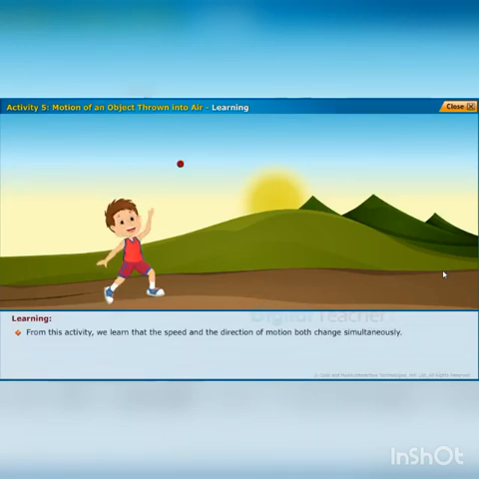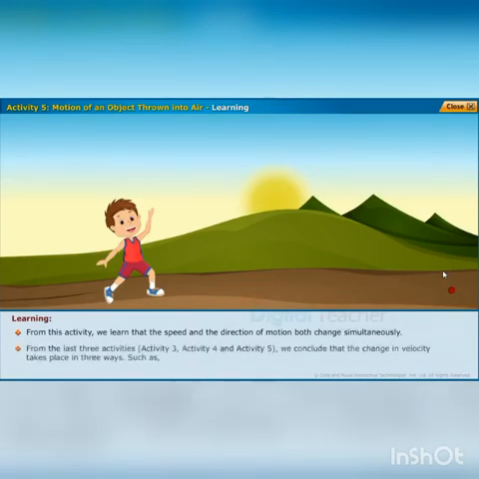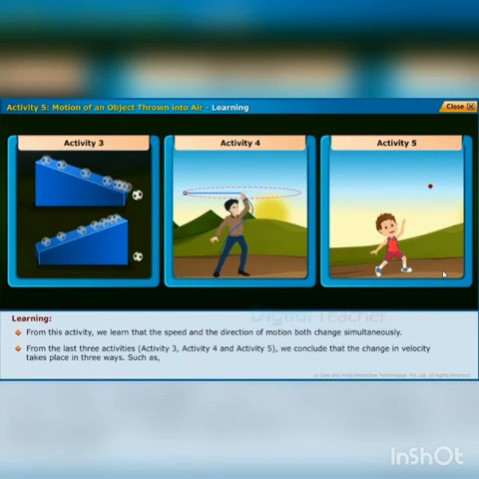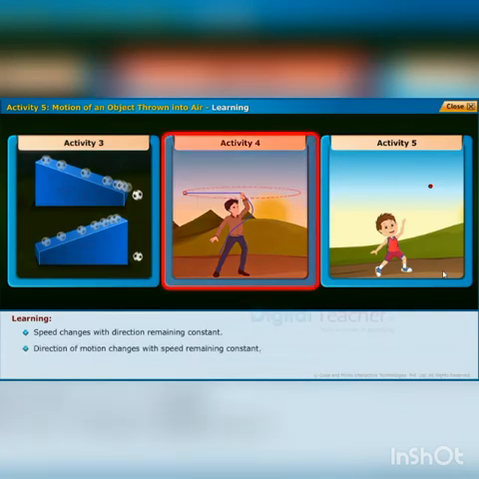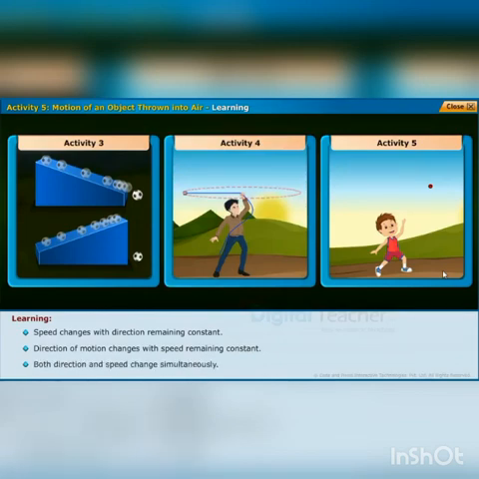From this activity, we learn that the speed and the direction of motion both change simultaneously. From the last three activities, Activity 3, Activity 4 and Activity 5, we conclude that the change in velocity takes place in three ways: speed changes with direction remaining constant, direction of motion changes with speed remaining constant, and both direction and speed change simultaneously.